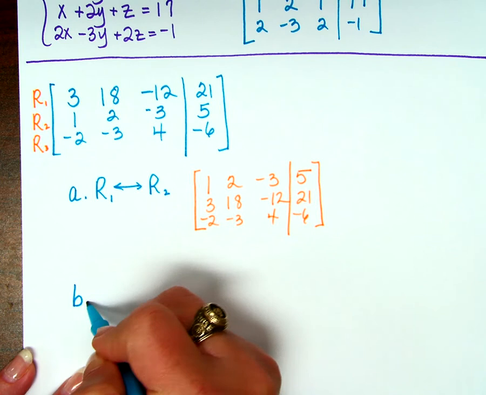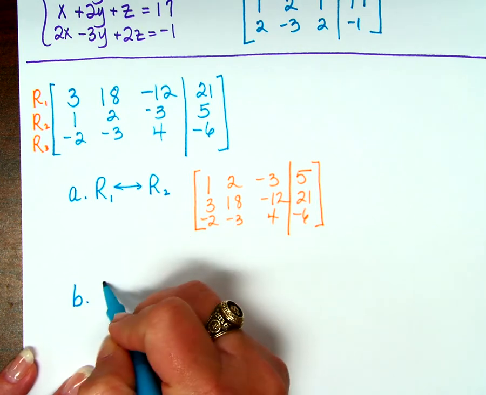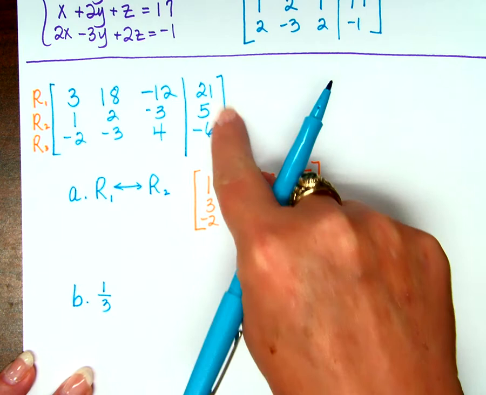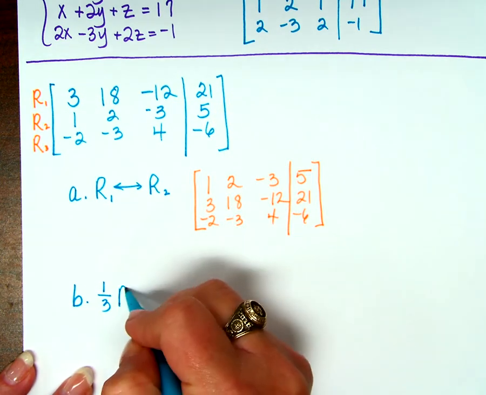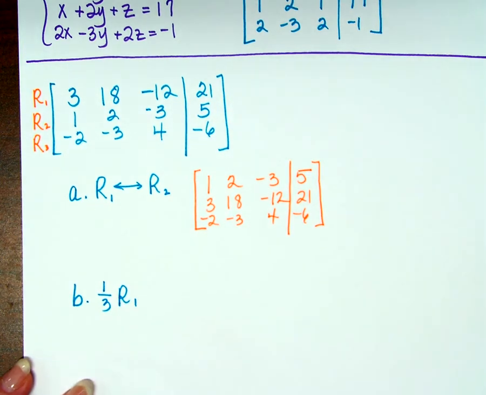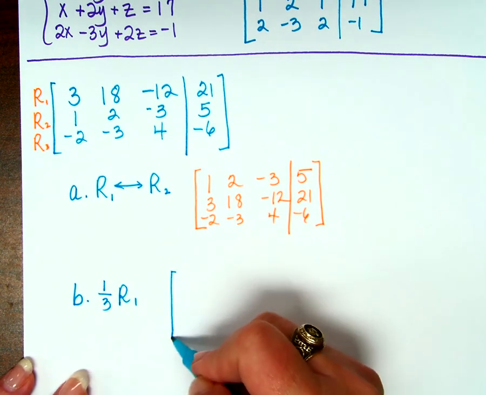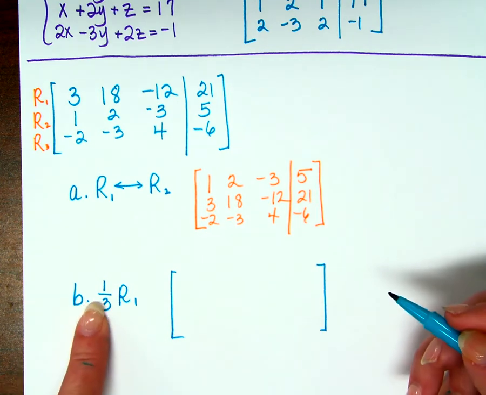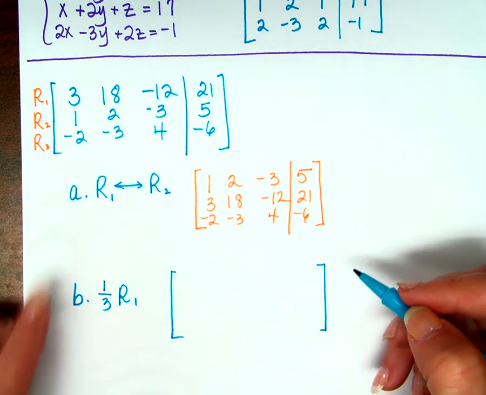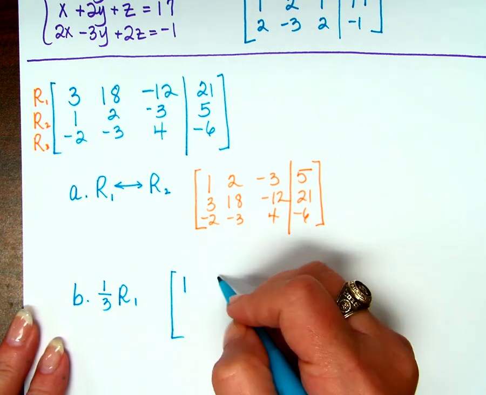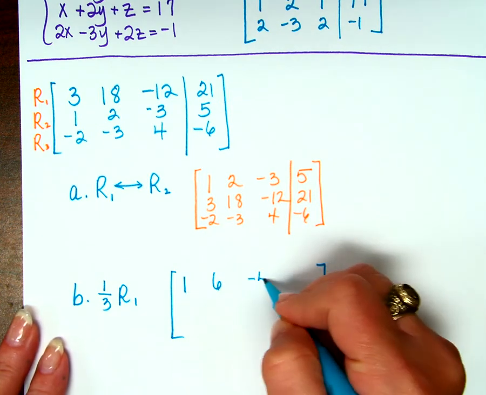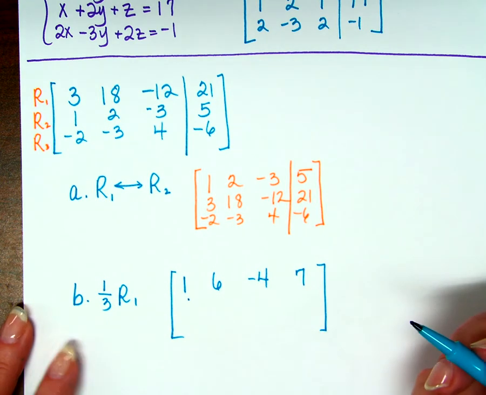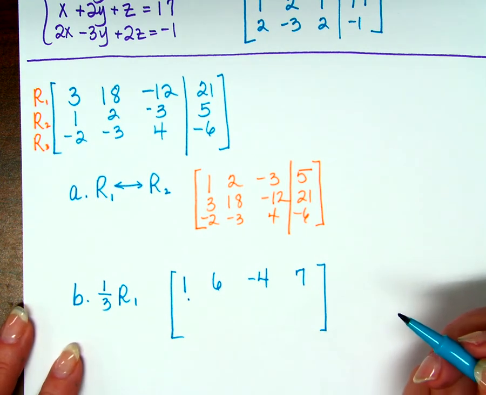Another thing we might need to be able to do is, starting from our original problem, not this answer, but starting from our original problem, we might need to do something like this. What is that asking us to do? Divide row 1 by 3. Each term, divide it by 3, right? And then what do I do with row 2 and row 3? Yeah, if it doesn't tell me, I just leave them alone.